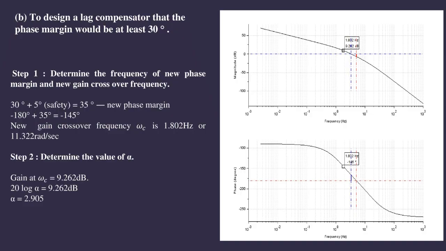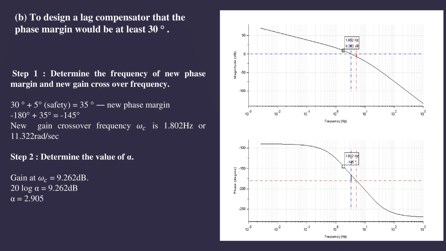To design a lag compensator so that the phase margin would be at least 30 degrees, 5 steps are needed. The first step is to determine the frequency of the new phase margin and the new gain crossover frequency. 30 degrees needs to be added with 5 degrees for safety purposes to get 35 degrees, which is our new phase margin. Based on the Bode plot, our target is 35 degrees. So we need to take negative 180 degrees plus 35 degrees, which is negative 145 degrees. The new gain crossover frequency is 1.802 Hz, or converted to radians per second, 11.322 radians per second.